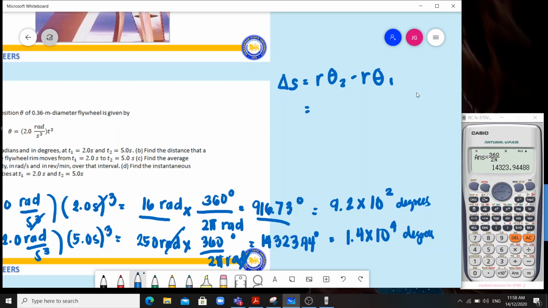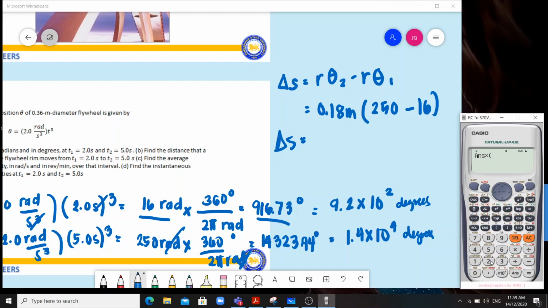The radius is 0.36 diameter divided by 2, since it is a diameter, so that is 0.18 meters. Theta 2 is 250 rad minus 16 rad. So delta S is 0.18 times 250 minus 16, which is 42. Looking at significant figures, two, so 42 meters.